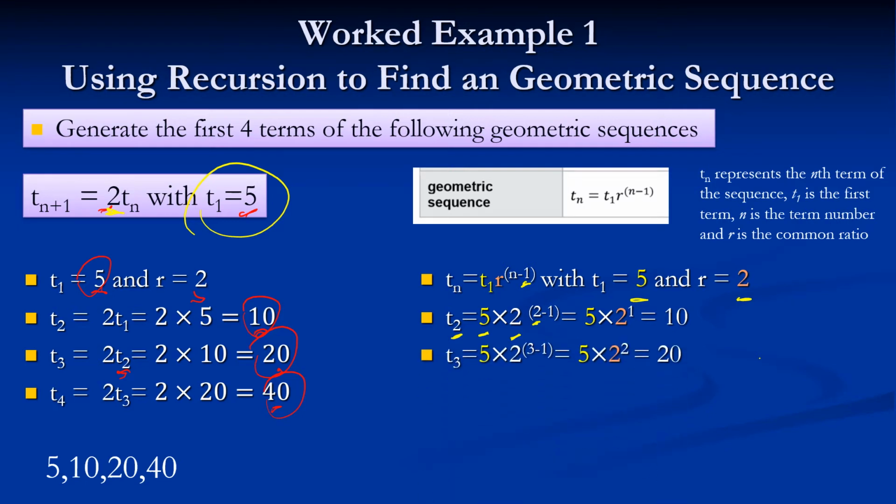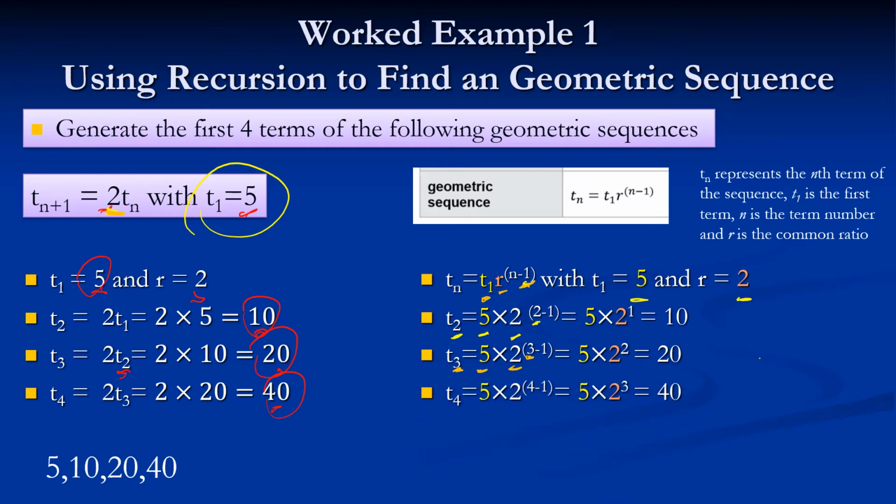Now let's have a look at term 3. So term 3 is term 1 multiplied by that common ratio. What is our common ratio over here? To the power of our term number, in this case it's 3, and then minus 1 as in here. So it's 5 times 2 squared, 2 squared is 4, so 5 times 4 is 20.